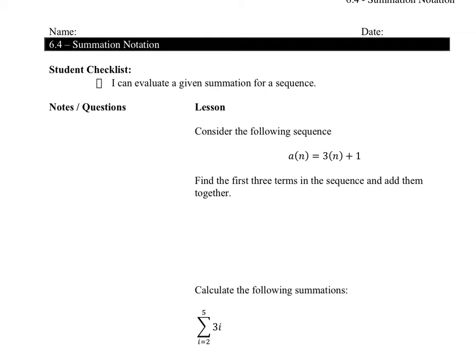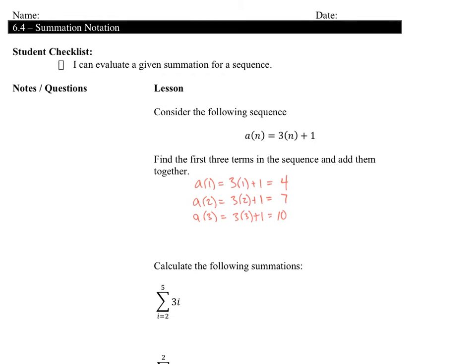So let's do that. I'm going to do that pretty quickly because it's something that we're pretty familiar with here. So to find a of 1, this is nice because it's explicit. All I need to do is plug in a 1 and I get 4. All right, that's pretty nice. A of 2 is just 3 times 2 plus 1, which is 7. And the third term is 10. All right, pretty quick. We're just evaluating this explicit definition we've been given. Now we're told to add them together. So I'm going to take 4, 7, 10, and add them, and I'll get 21.